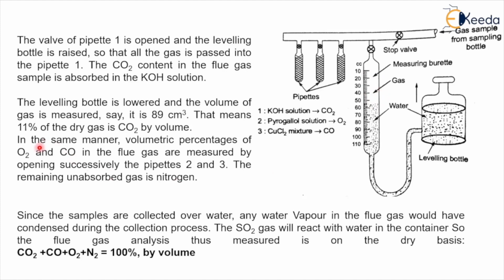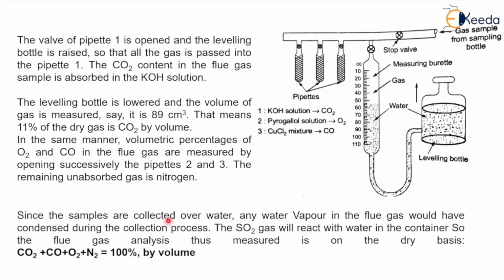In the same manner, the volumetric percentages of O2 and CO in flue gas are measured by opening pipettes 2 and 3 successively. The remaining unabsorbed gas is nitrogen. So in the same way, we measure the oxygen content in this pipette and the carbon monoxide content in this pipette, and whatever is the unabsorbed gas will be nitrogen.